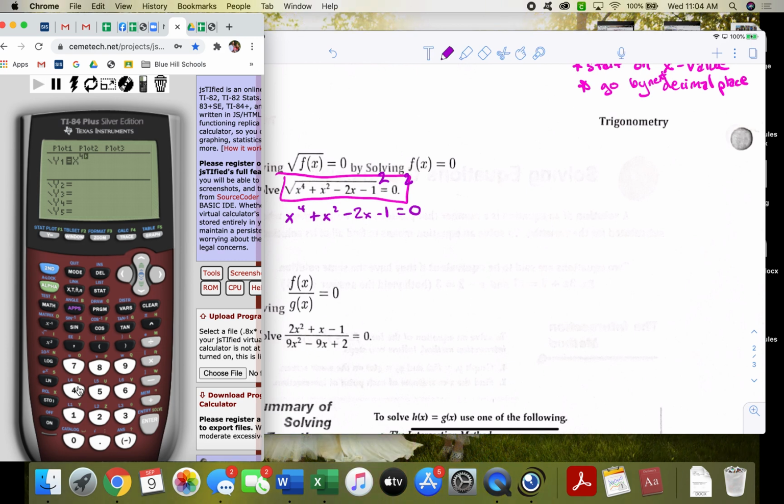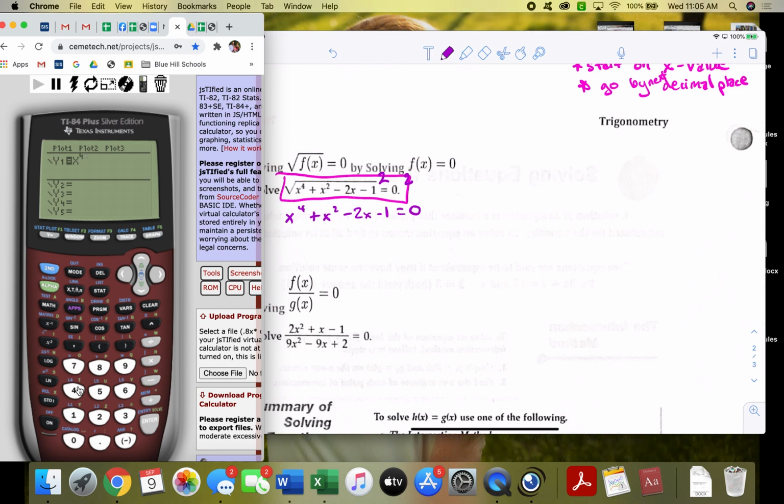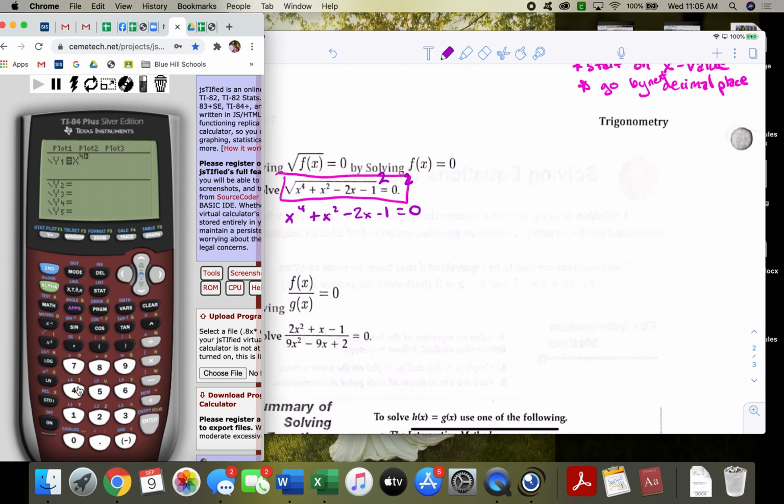You're more than welcome to type that square root into your calculator. You will get the same places that he crosses. The graph will look a little bit different, but you'll get the same places he crosses. But we might as well just type in what's underneath of the square root and see what our solution is.